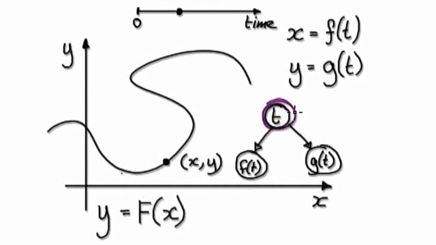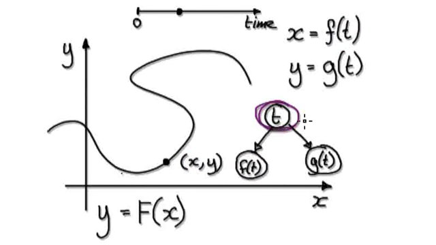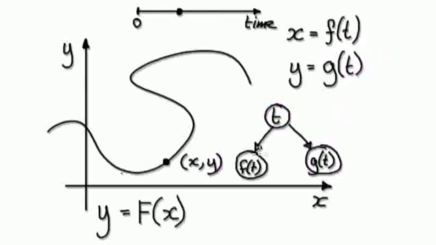When given a time, we can plug it into this t here. That will then give us the x coordinate. Similarly, when given a time, we can work out the y coordinate by plugging it into here, and this will then give us the y coordinate.